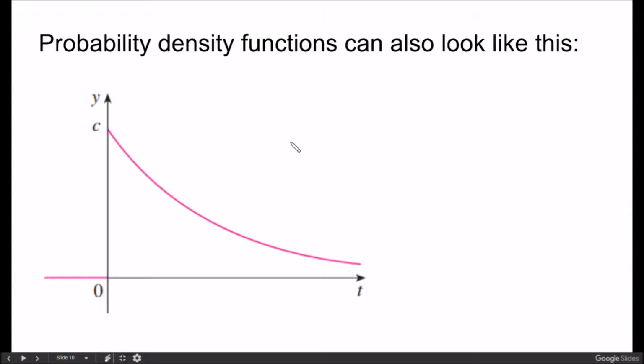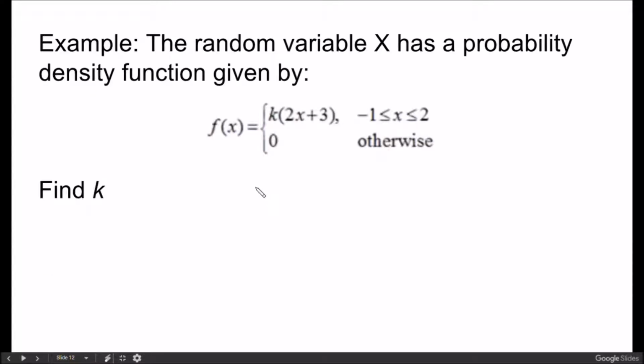And probability density functions can also look like this. This kind of probability density function is used to model waiting times. So basically, the longer you wait, the more likely you are to be first in queue. As time goes on, you're less likely to wait. So yeah, this is a waiting time probability density function. So let's get into the example.